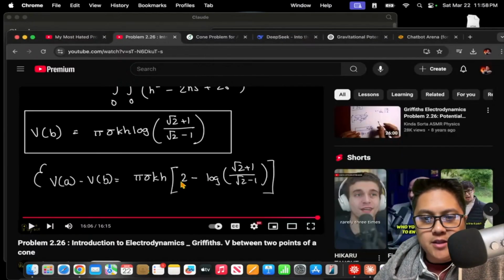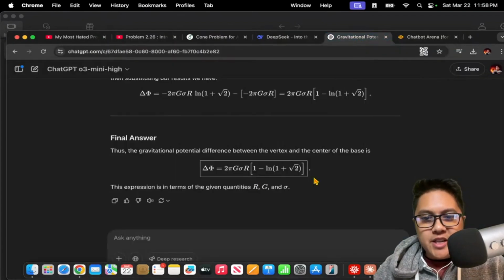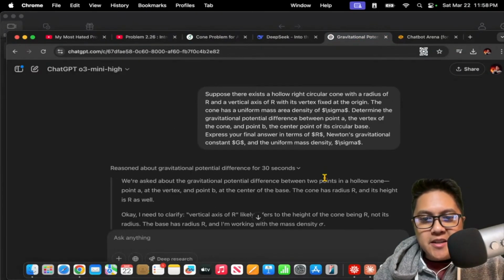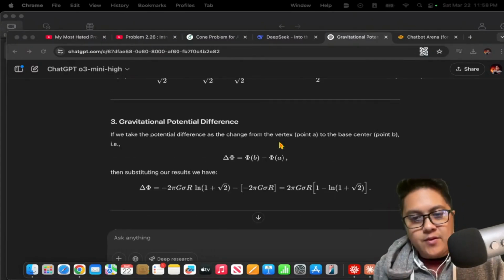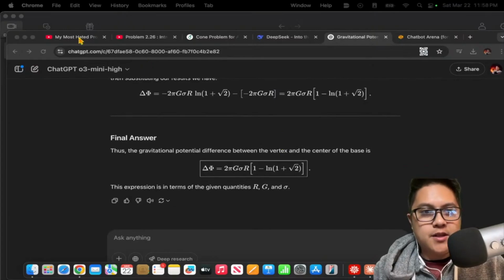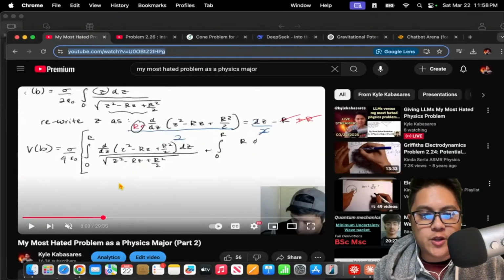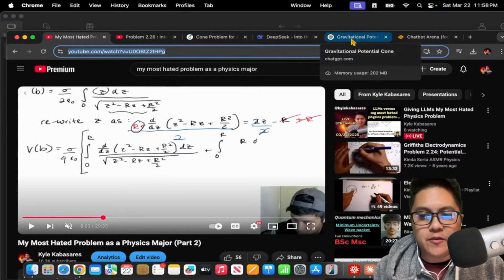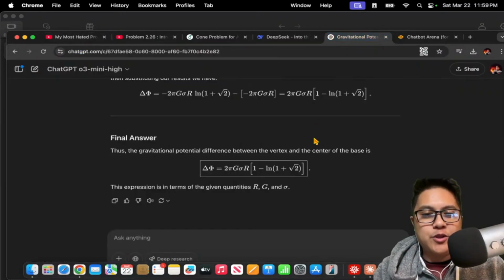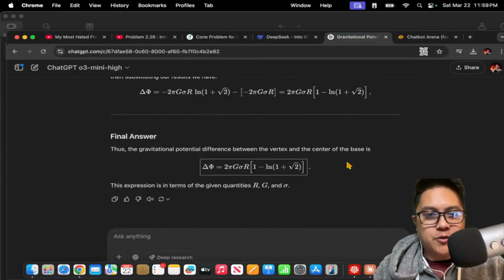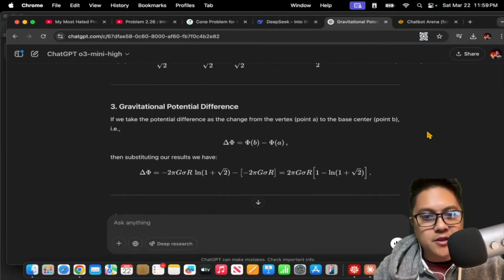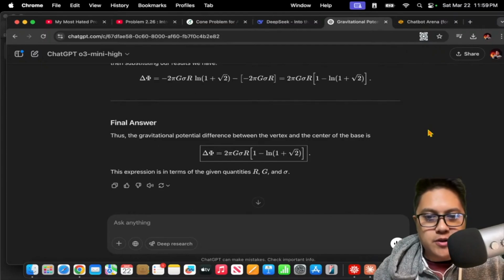But nevertheless, I can't believe it, yo. It did it in, like, 30 seconds? It thought about it for 30 seconds. Oh my gosh. So, again, this should have been this. I'm pretty sure the electric potential version could have been in its training data, just because it's Griffiths and Griffiths is commonly available. But I'm impressed that it was able to translate that problem over to gravitational potential difference. So, yeah, that's pretty interesting.